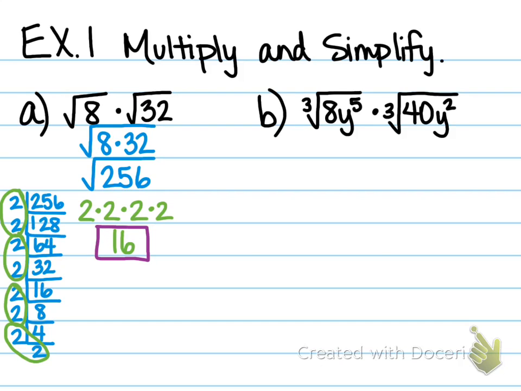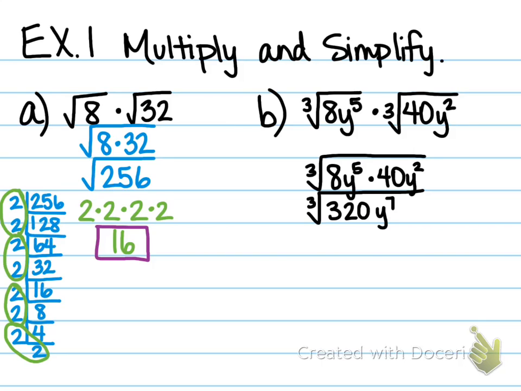Okay, now let's try one with variables. So I have the cubed root of 8y to the 5th times the cubed root of 40y squared. Because they have the same index, they're both cube roots, I can multiply underneath the radical. So it's the cube root of 8y to the 5th times 40y squared. So I'll multiply the numbers, 8 times 40, and then add the exponents of the variables. So that's going to be 320y to the 7th.